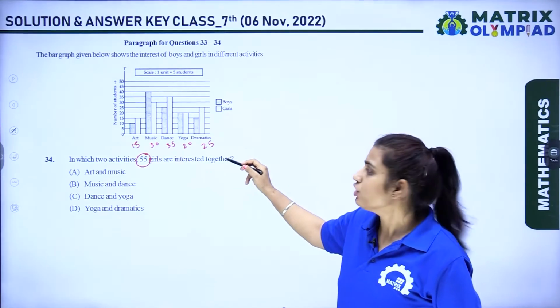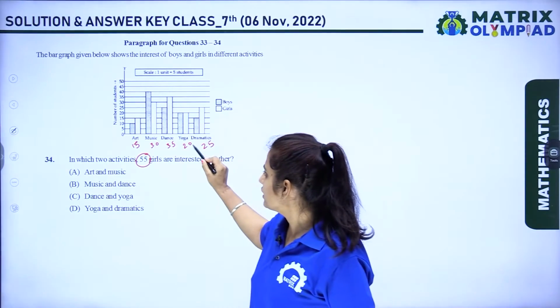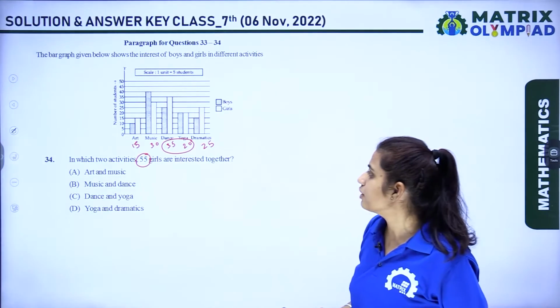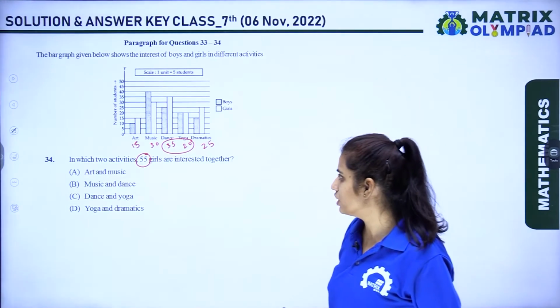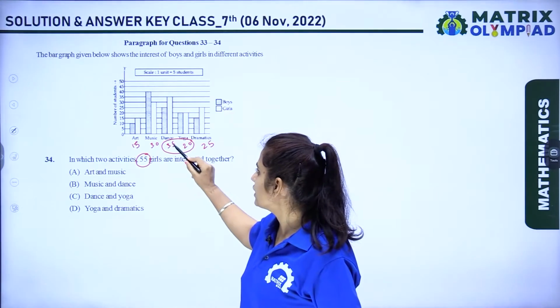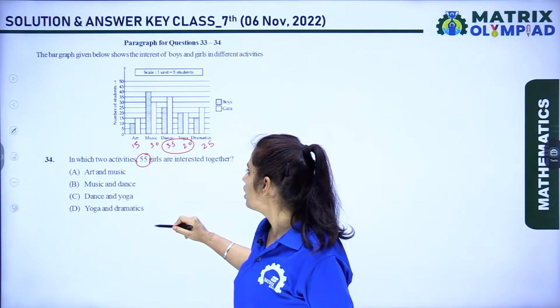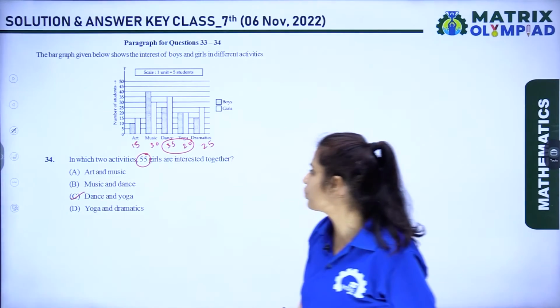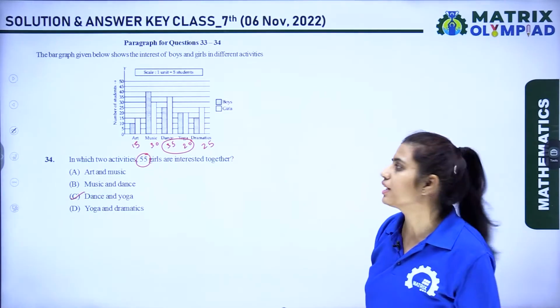So here, after the observation, we can see that 35 plus 20 together is making 55 girls. So we can say that dance and yoga are the two activities in which 55 girls are interested together. So option C is the correct answer.